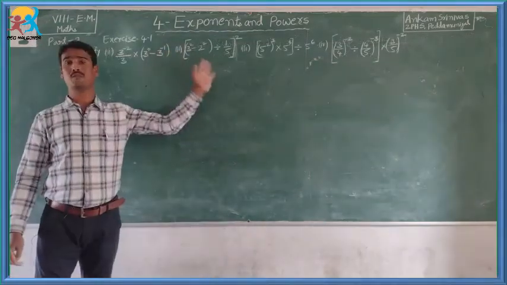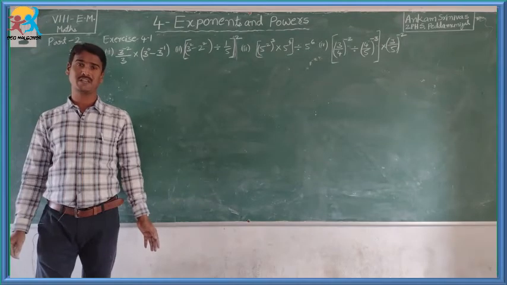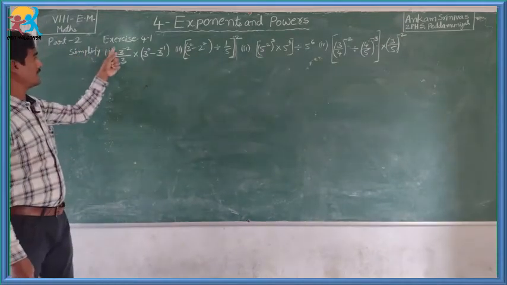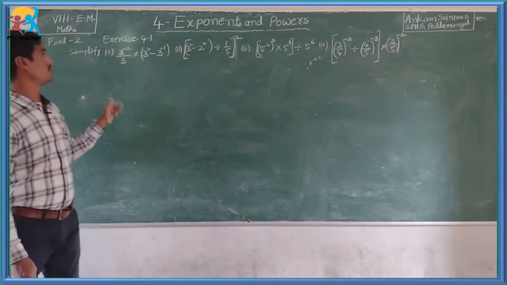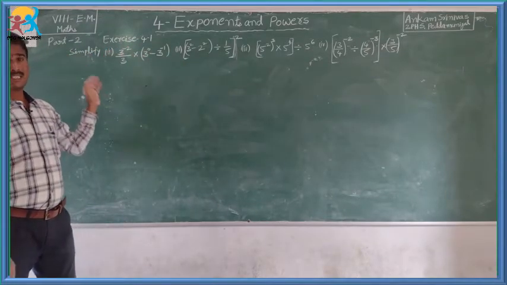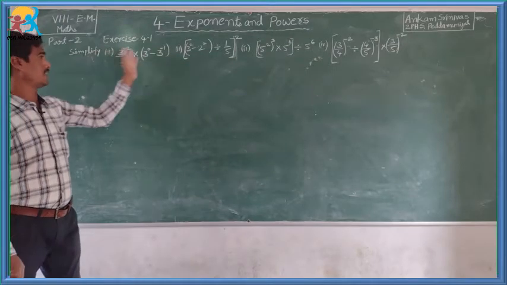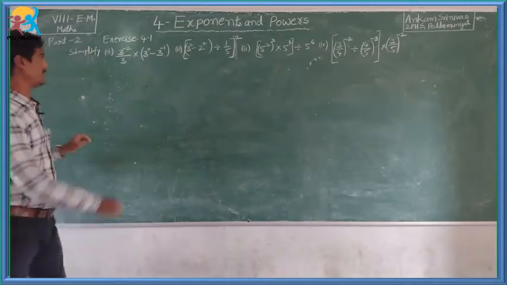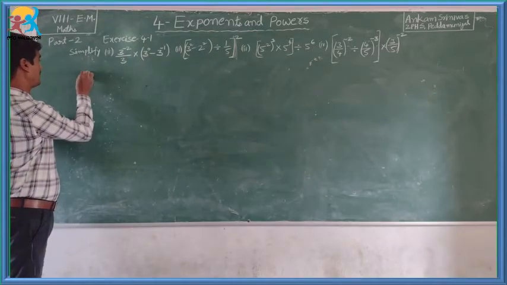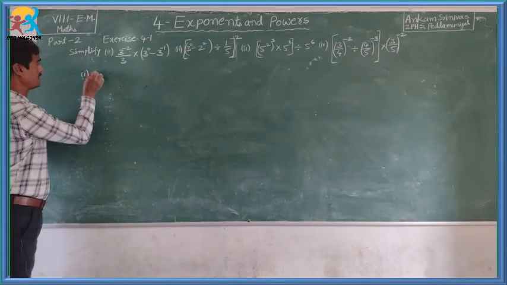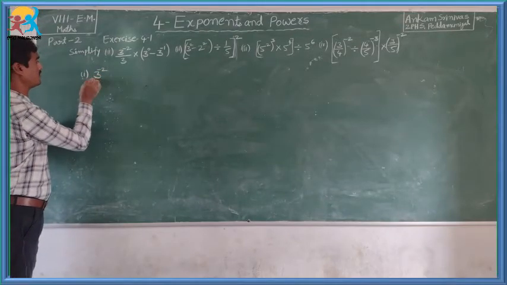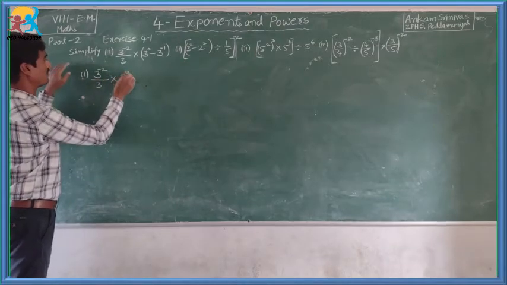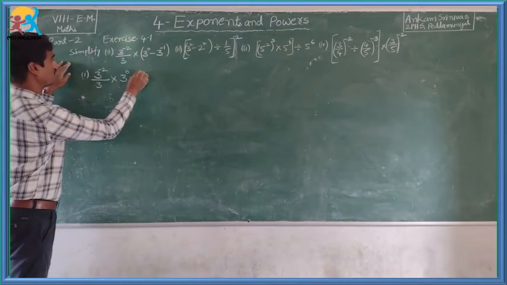Let's learn some more problems on laws of exponent. Here I have taken 4 questions from exercise 4.1. Simplify the given problems. I am going to take the first problem here. What is the first problem? The first problem is 3 power minus 2 by 3 into 3 power 0, next to 3 to the power of minus 1.